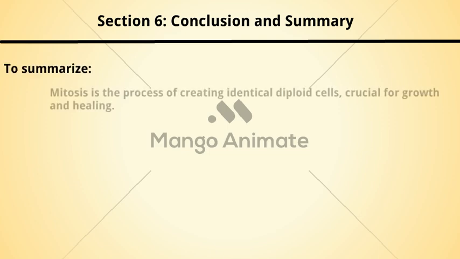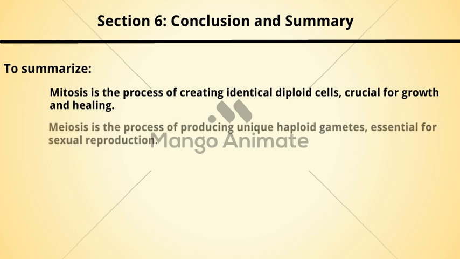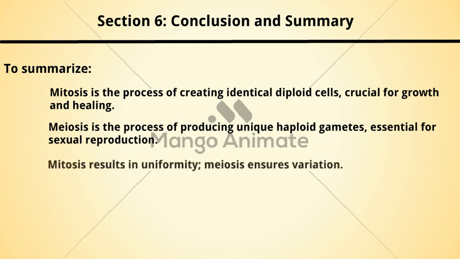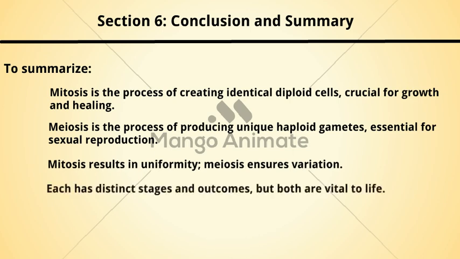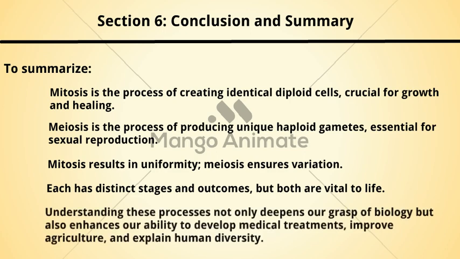To summarize, mitosis is the process of creating identical diploid cells, crucial for growth and healing. Meiosis is the process of producing unique haploid gametes, essential for sexual reproduction. Mitosis results in uniformity. Meiosis ensures variation. Each has distinct stages and outcomes, but both are vital to life. Understanding these processes not only deepens our grasp of biology, but also enhances our ability to develop medical treatments, improve agriculture, and explain human diversity.